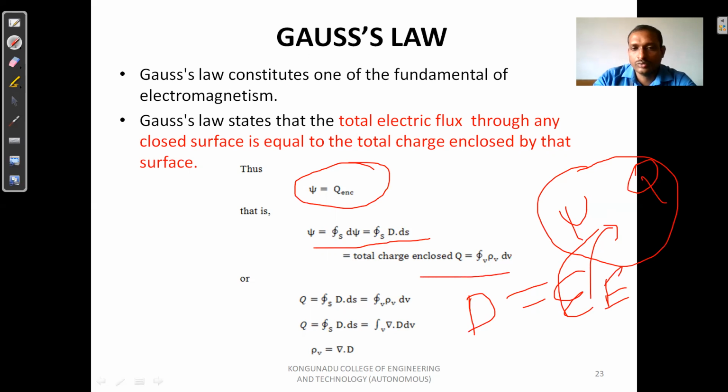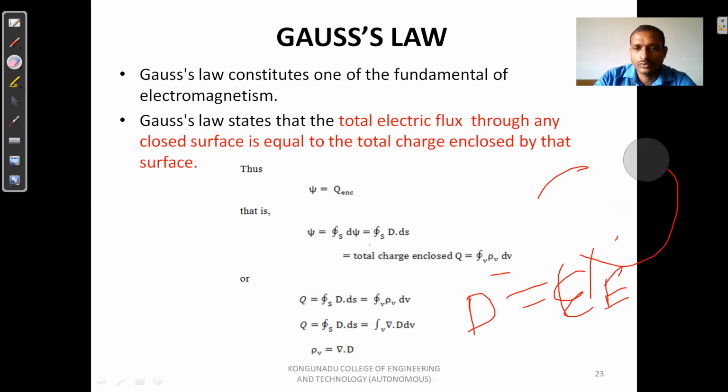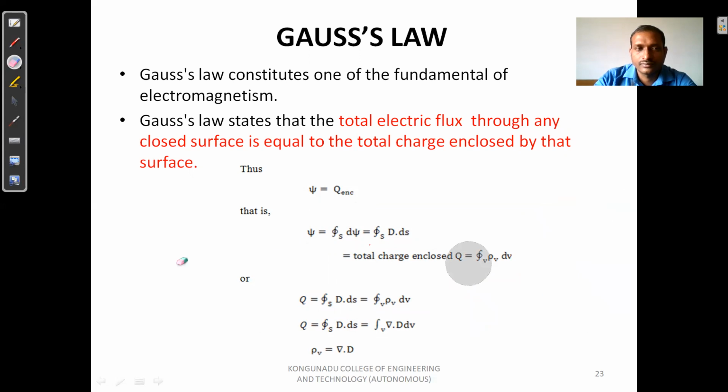Similarly, it can also be written with the help of volume charge density. So Q is equal to the volume integral of rho v dv. So psi is equal to Q, which is equal to the surface integral of D dot dS, which equals the volume integral of rho v dv. So this is the Gauss law: psi is equal to Q enclosed.